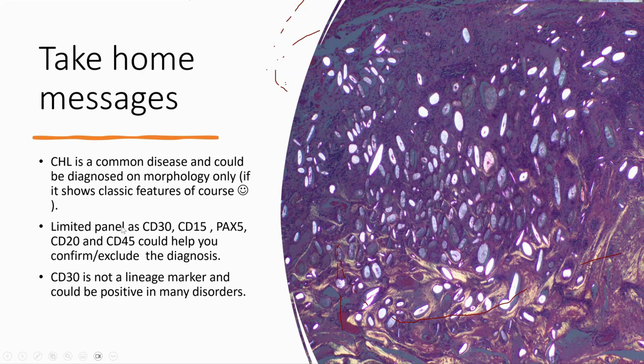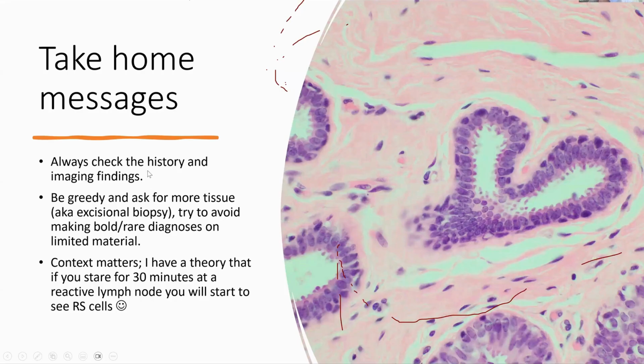CD30 is not a lineage marker, and it can be expressed even in some carcinomas. So just be careful of calling something on CD30 alone. It has to be a panel. Always check the history and the imaging findings, and always be greedy. Ask for more tissue, basically excisional biopsies, and try to avoid making bold or rare diagnoses on just limited material. And the context matters. I have a theory that if you stare 30 minutes at a reactive lymph node, you'll start to see RS cells. So just be careful of your mind games.